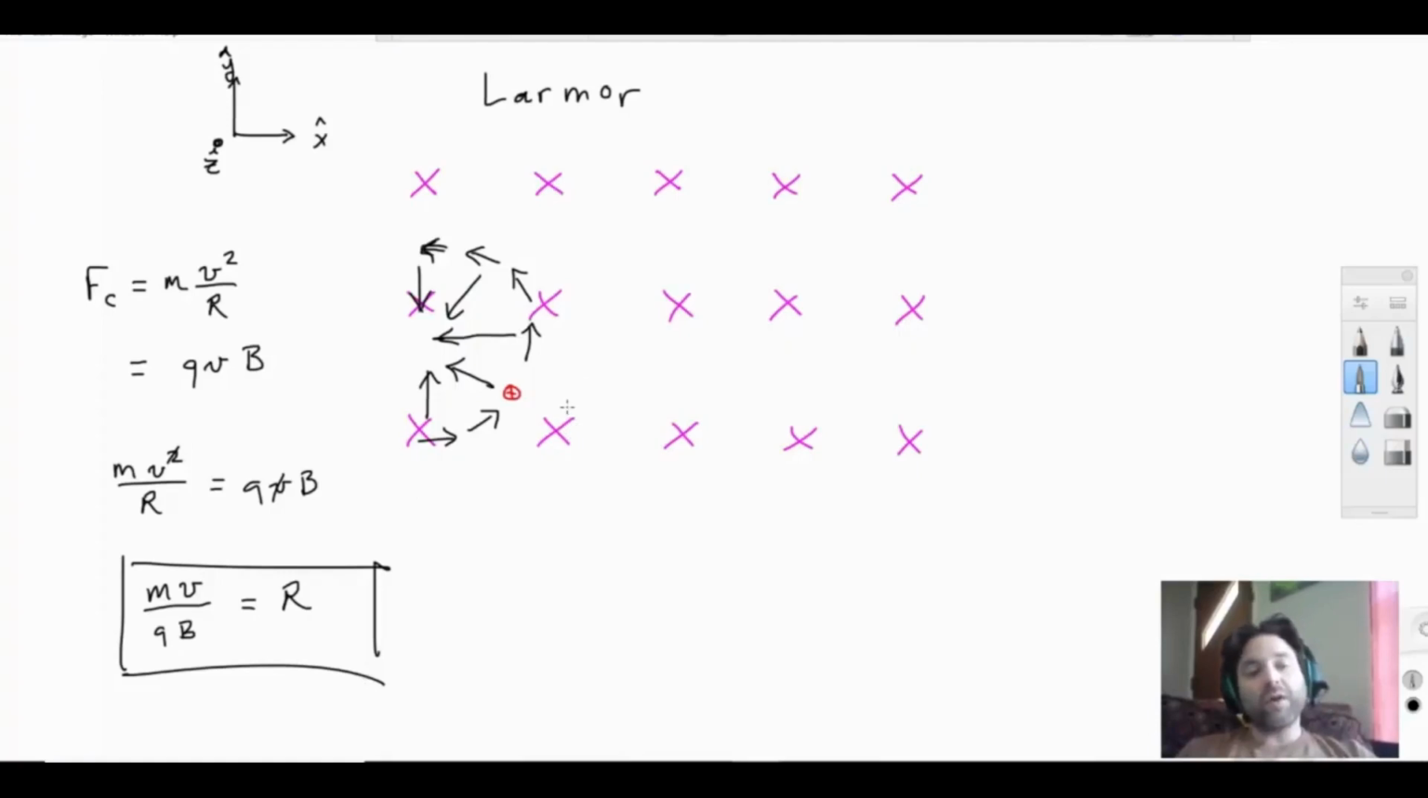So in the next video, we're going to describe the Lorentz force on, instead of a single charge, many charges that are going through a conducting wire.